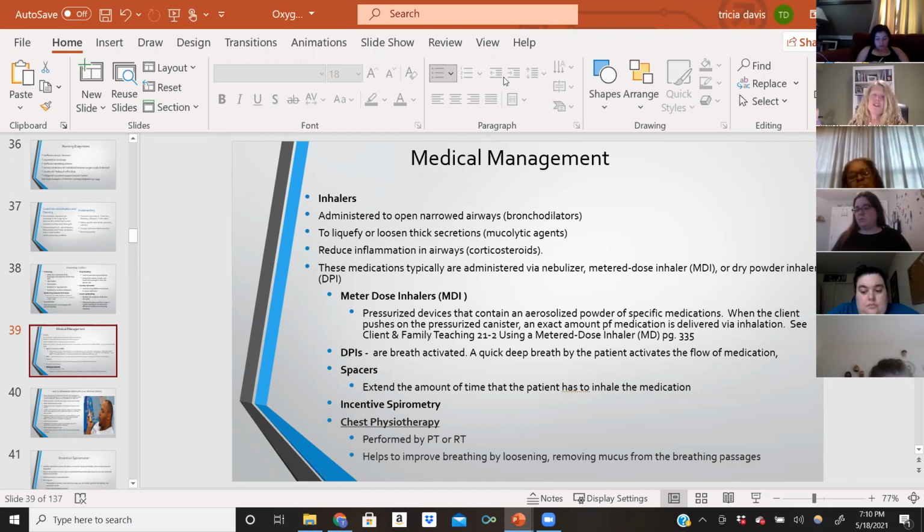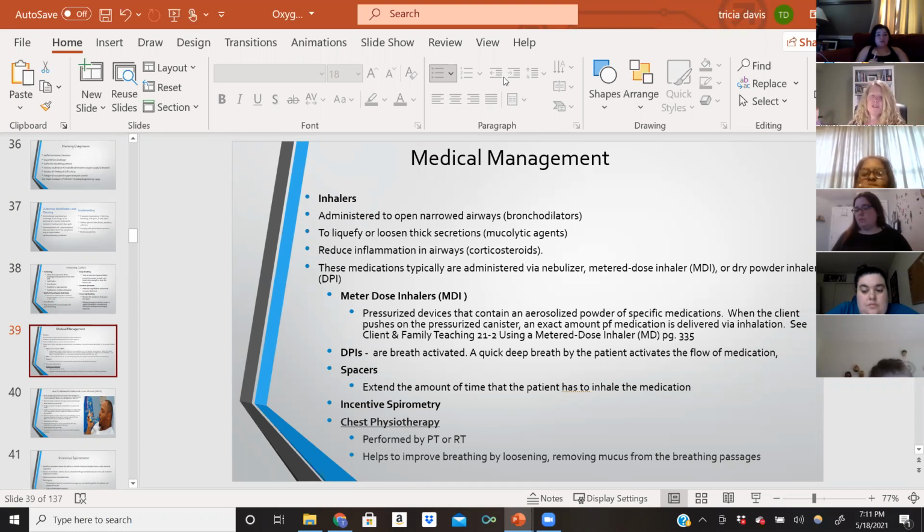Our DPIs, which are a little different than our MDIs, these are breath activated. So you turn the appropriate dial to how much medicine you're going to take in. The patient takes a very quick deep breath, and this activates the flow of medication. So the medication isn't pushed. It doesn't come out until the patient breathes in.